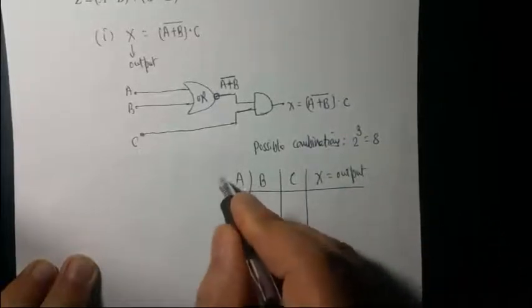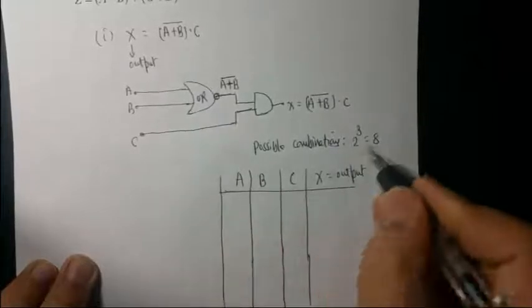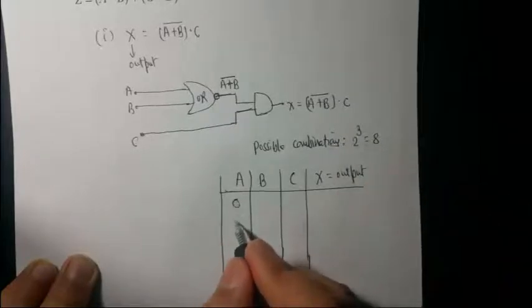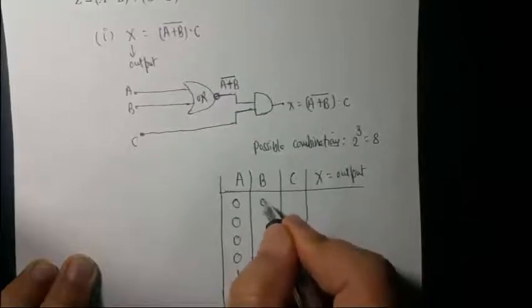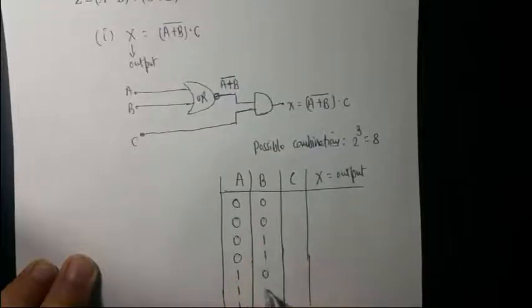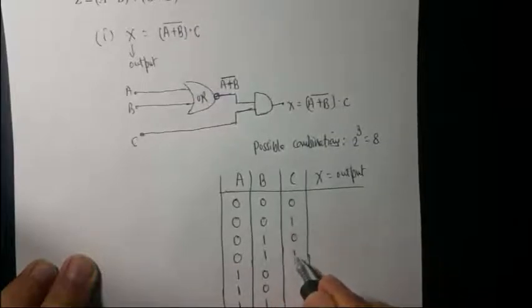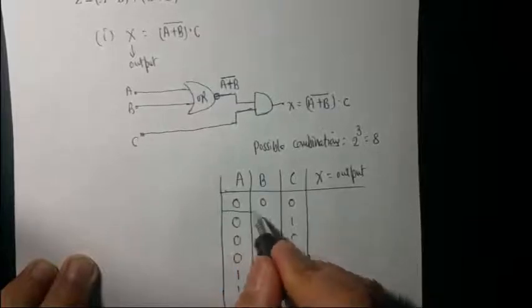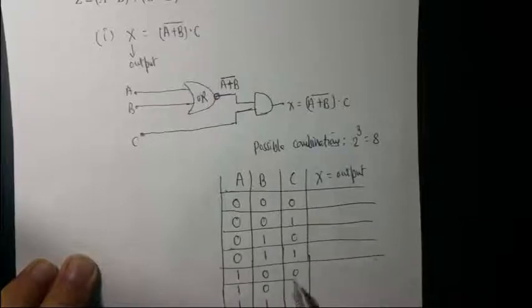If you want to build the truth table, here's the trick. You have 8 combinations, so you first start with 0 0 0 0 1 1 1 1, a total of 8, and then you do 0 0 1 1 0 0 1 1, and then finally you do 0 1 0 1 0 1 0 1. So that's the trick to achieve all the possible combinations. And then just use the properties of the logic gates to find the output.